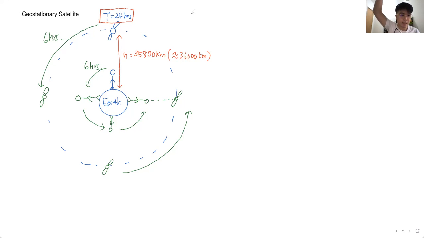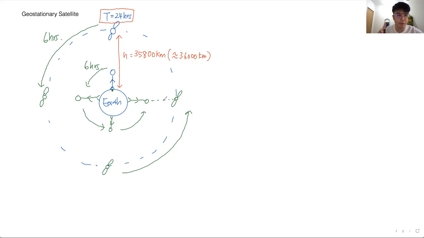So the satellite is stationary with respect to me, to my location, to my geological location. That's why we call it geostationary. Okay, it is always pointing at the same geological location. What is the advantage of a geostationary satellite?